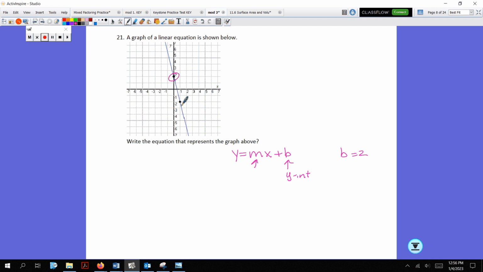Whatever you want to do. 1, 2, 3, 4 up. 4 is my rise, but my run is to the left, which is negative. So that means the slope is negative 4.